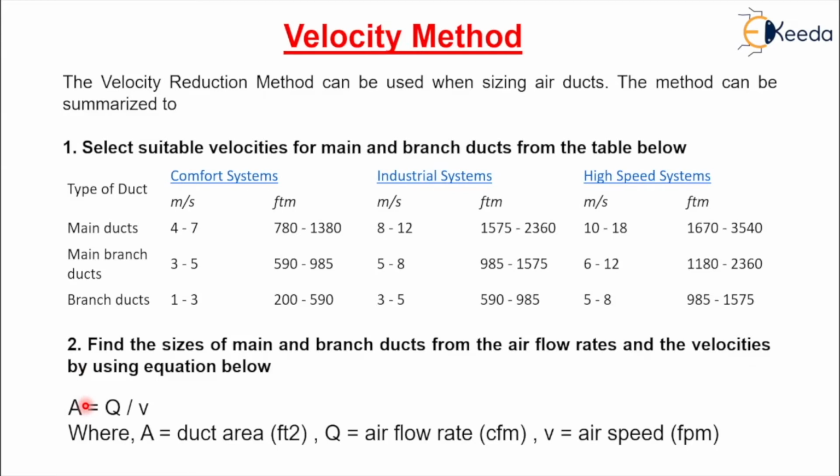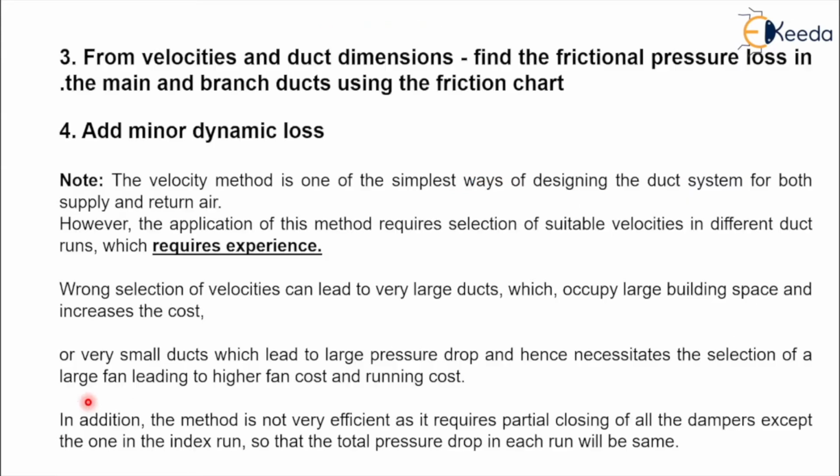What will be the effect of both conditions? Let's see. Wrong selection of velocity can lead to a very large duct. So in this case, we have selected the velocity very low. Because of that, the diameter or size of the duct will increase, which occupies large building space and increases the cost. So this is not desirable.